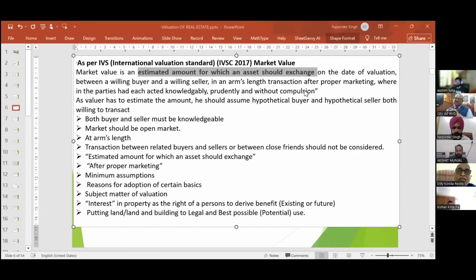And what are the meanings of these words? Dr. Rajvinder sir will tell us. Yes, sir. Please continue. Sorry to interrupt. Thank you, Sandeep ji, for your valuable input.